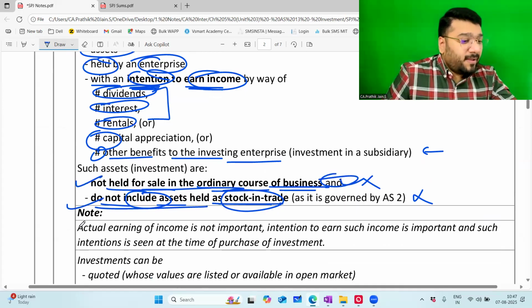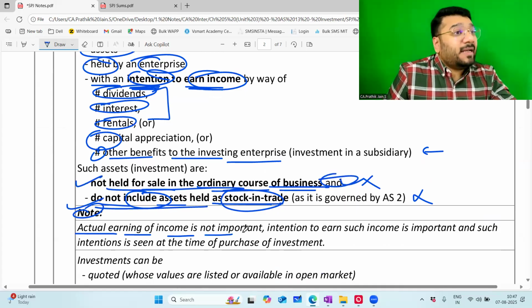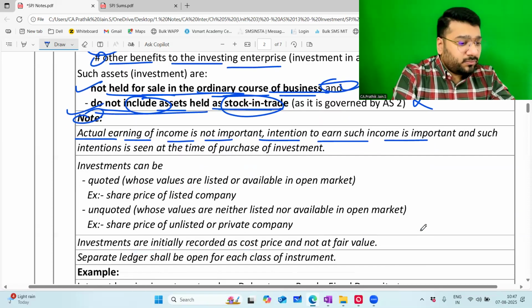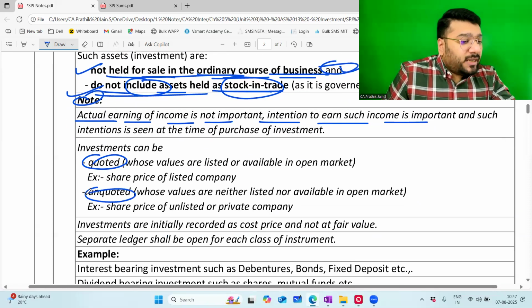Okay. Now, note actual earning of the income is not important. Intention to earn from such income is important. Okay or not okay?